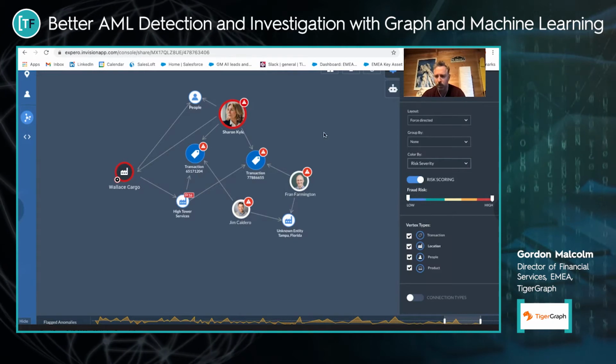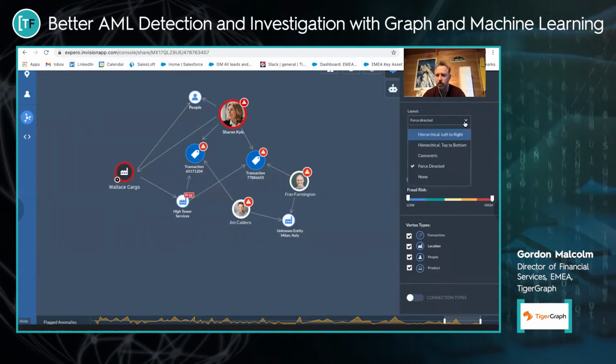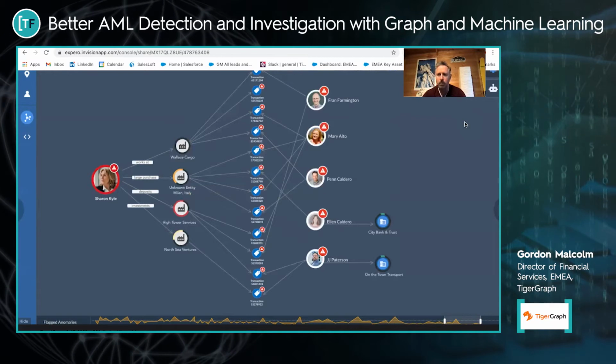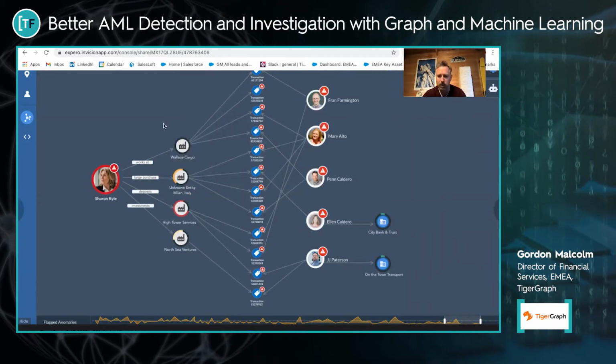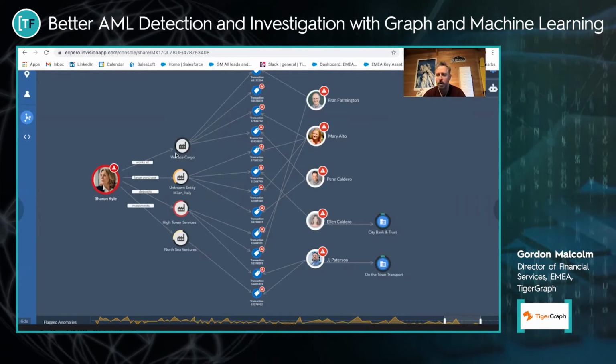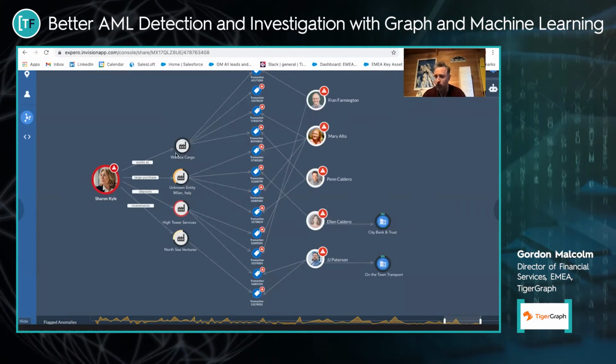So for example, over here, we can change the layout. And having got this result, we now have some clarity about the extended network focused around Sharon Kyle. She was the riskiest person involved in Wallace Cargo. And her extended network is queried here.